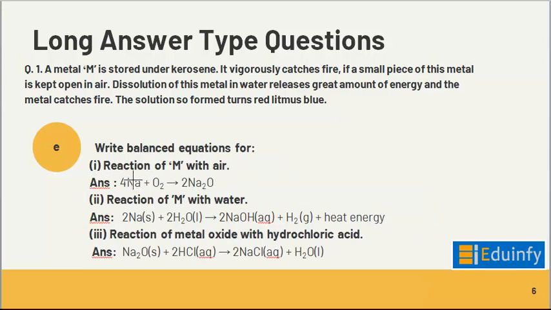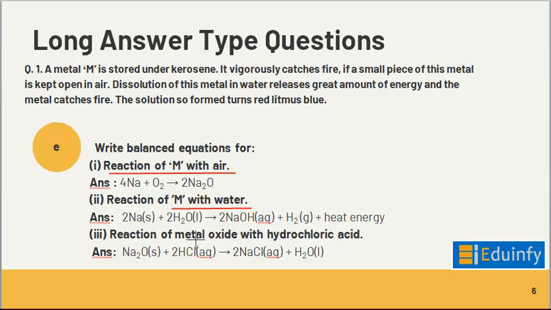write a reaction of M with air. So here is the balanced equation. Sodium reacts with oxygen to form sodium oxide. Na2O is sodium oxide. Reaction of M with water. When sodium reacts with water, it forms sodium hydroxide and hydrogen gas is liberated and heat energy is liberated.